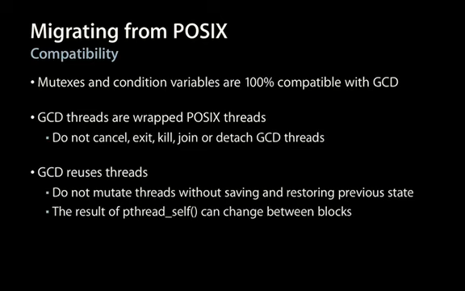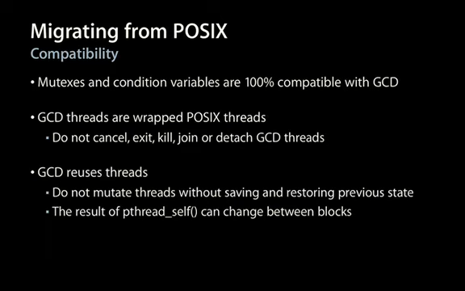So on the topic of compatibility, we'd like to point out that even if you adopt GCD, you don't need to run out and drop your existing code. Mutexes, condition variables, threads, they get along just fine in the process, along with GCD. So you could even send a block out, lock a mutex, use a condition variable, all just works. We'd also like to point out that GCD threads are actually wrapping POSIX threads. I mean, it is a thread pool. And what that means is, well, don't cancel, exit, kill, join, detach a GCD thread. You didn't create it, don't destroy it.